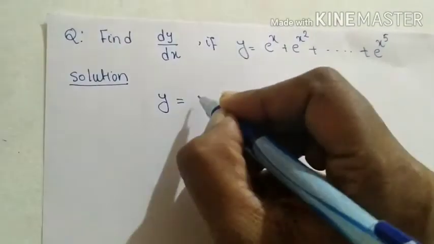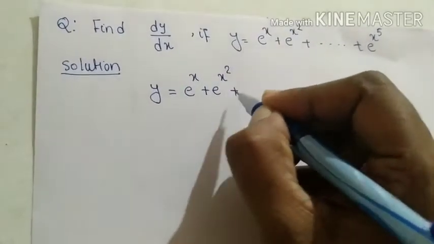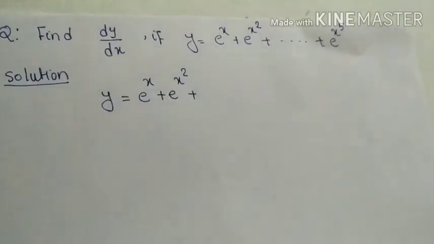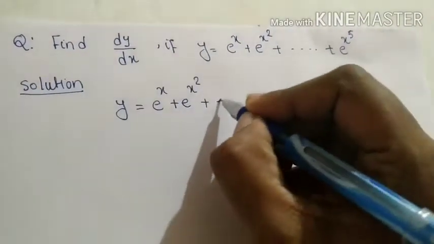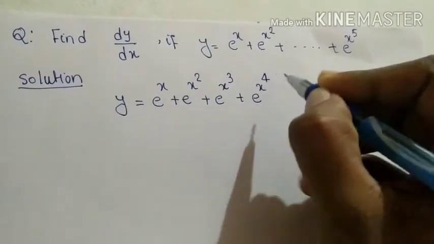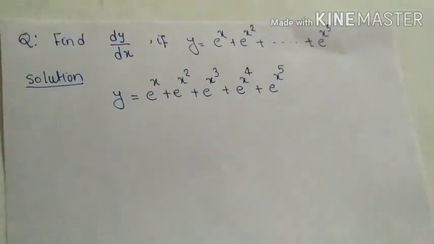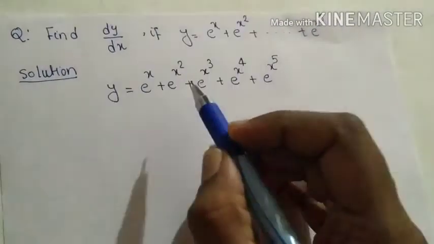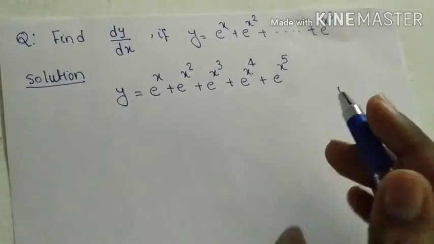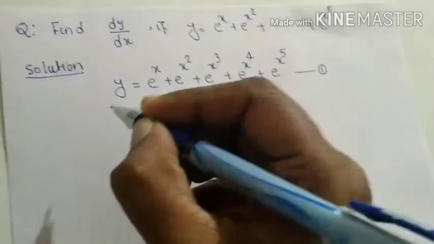Given that y equals e raised to x plus e raised to x square plus etc. plus up to e raised to x raised to 5. That means the next one is e raised to x cube plus e raised to x raised to 4 plus e raised to x raised to 5. So, we need to find the derivative of all these exponential functions. Let us name it as equation number 1.